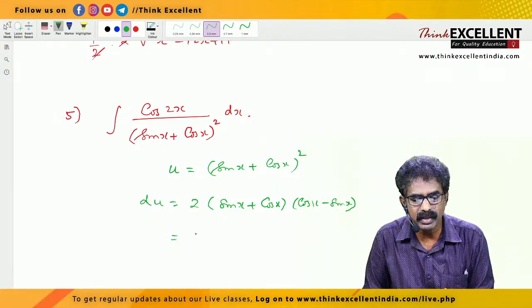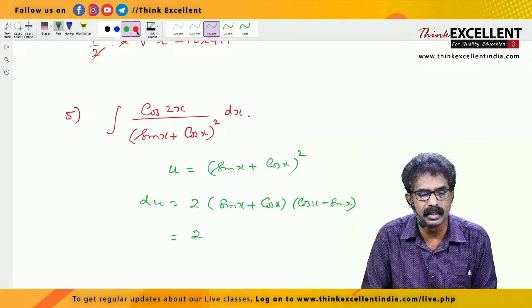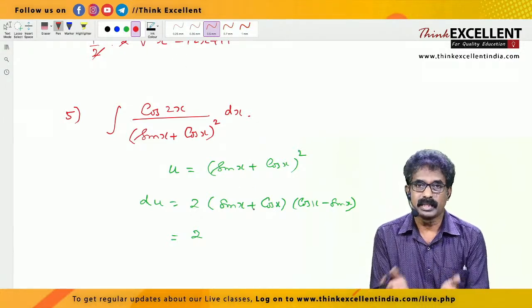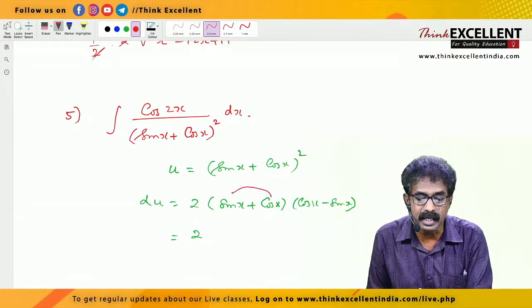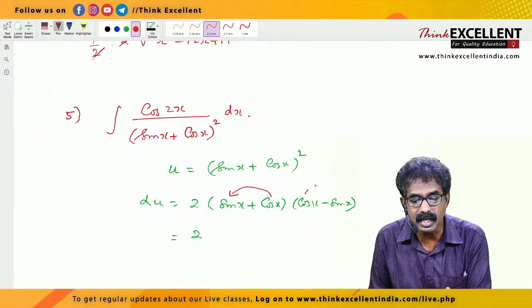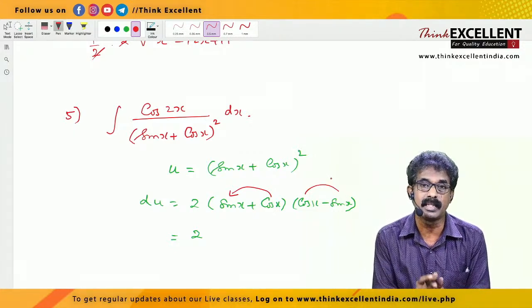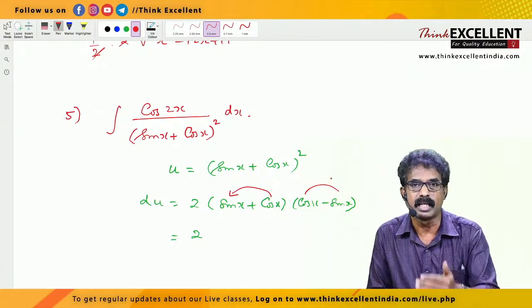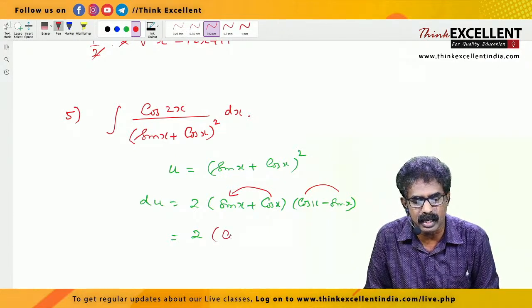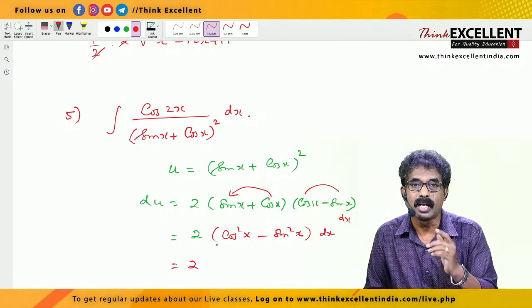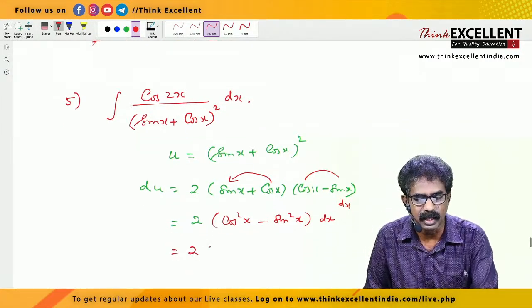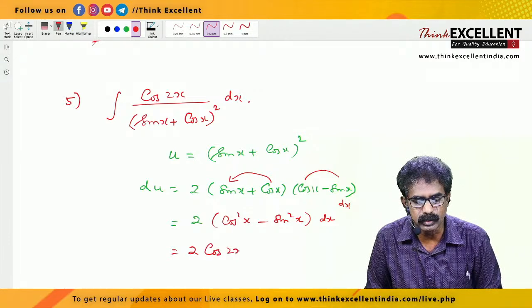Now can you simplify this? 2 into, please listen, when it is plus you can change the order. Sin x plus cos x you can write cos x plus sin x, correct? Because here we have cos x minus sin x, so I can use the identity a plus b into a minus b, a square minus b square. a square is cos square x, minus b square is sin square x. Now if you know trigonometry you can do it very easily, right? So 2 into cos square x minus sin square x is cos 2x. So cos 2x into dx.